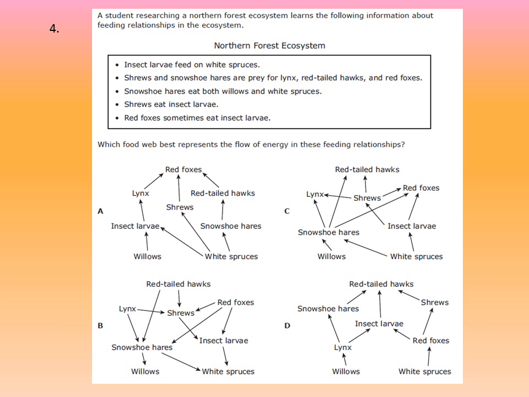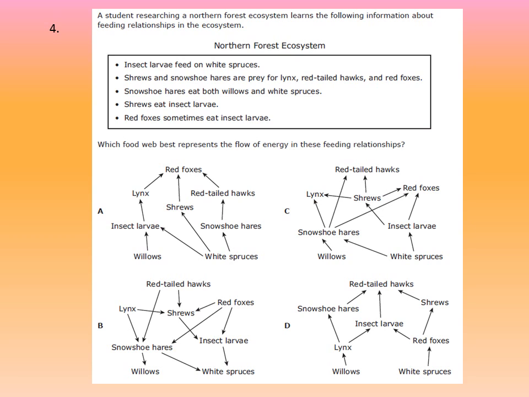Number 4. A student researching a northern forest ecosystem learns the following information about feeding relationships in the ecosystem. Insect larvae feed on white spruces. Shrews and snowshoe hares are prey for lynx, red-tailed hawks, and red foxes. Snowshoe hares eat both willows and white spruces. Shrews eat insect larvae. Red foxes sometimes eat insect larvae.